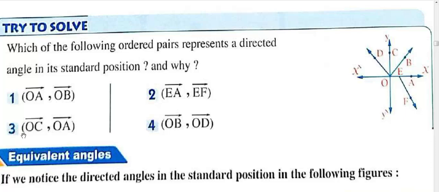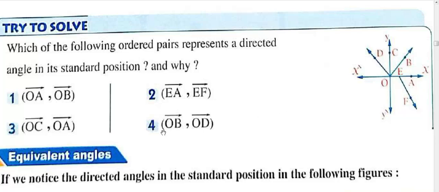Question number 3, OC and OA. The rays OC and OA, we can represent as directed angle COA. Look at here, COA is not in standard position, because the initial side CO doesn't lie on OX. So the angle COA isn't in standard position, because the initial side OC doesn't lie on OX.